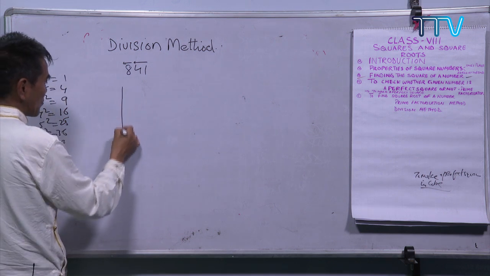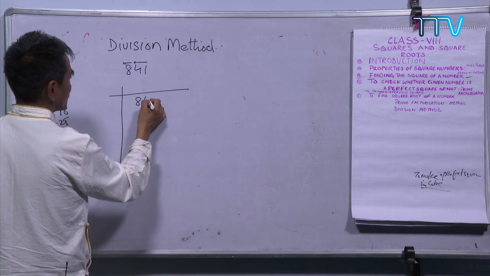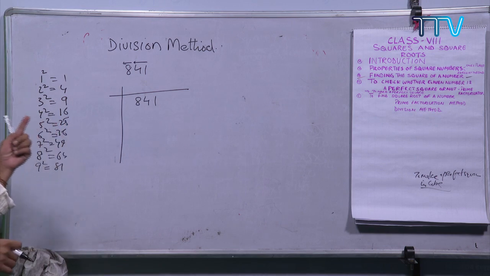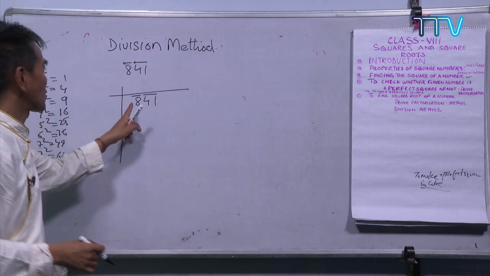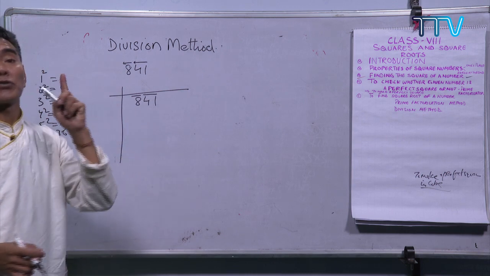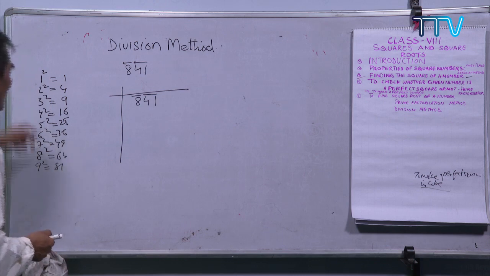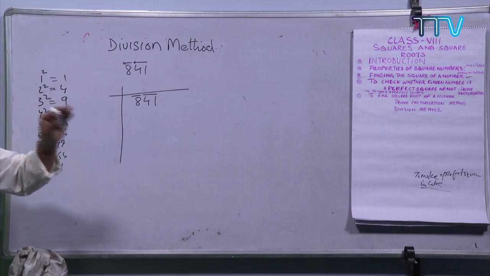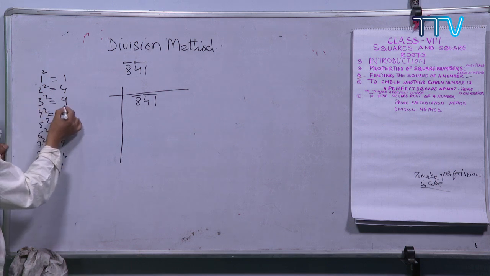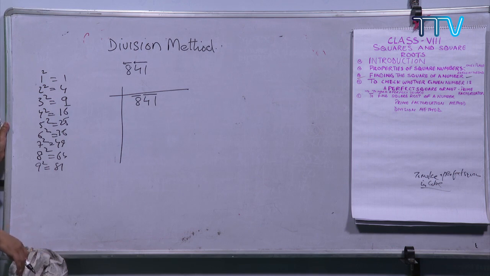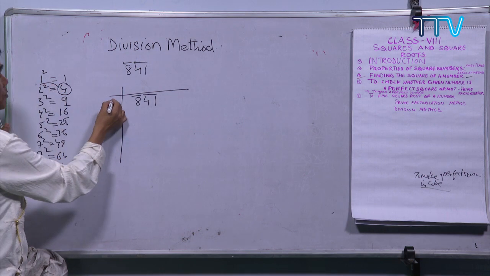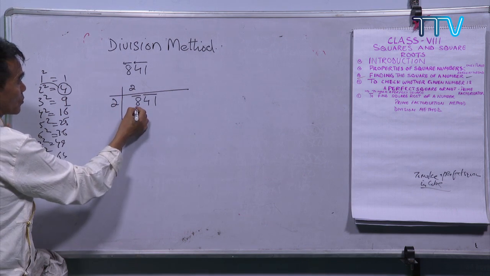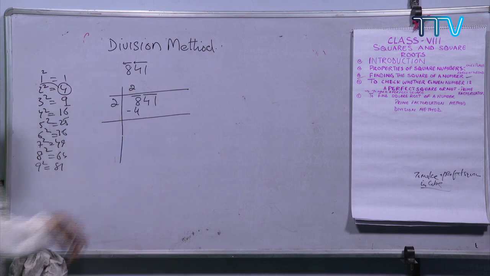Now the division method for 841. First take the bars: the first bar covers the digit 8. We need the largest number whose square is less than or equal to 8. 3 square is 9, and 9 is greater than 8, so we take 2. 2 square is 4, so 2 times 2 is 4. You subtract: 8 minus 4 gives 4.